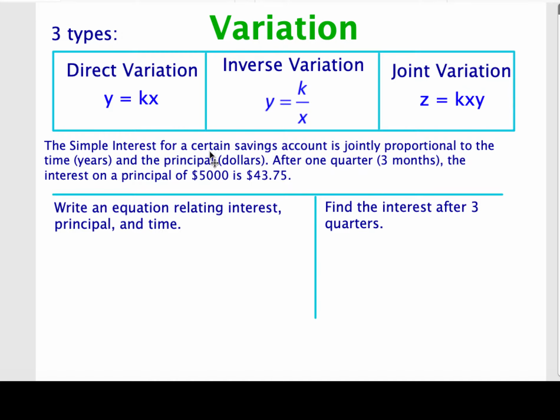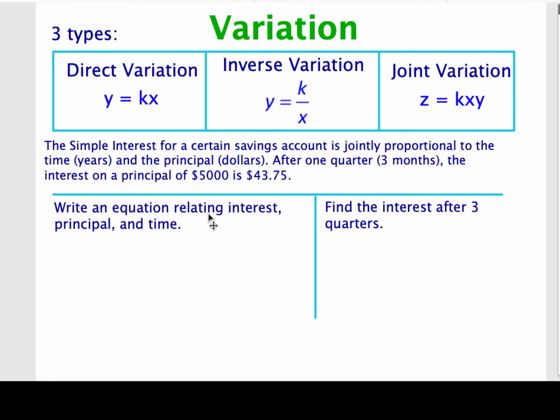Now notice they didn't mention that k value. Again, that's what we call the constant of variation or the constant of proportionality. The first thing we need to do is figure out what that is in order to get a good equation relating just the interest, the principal, and the time.